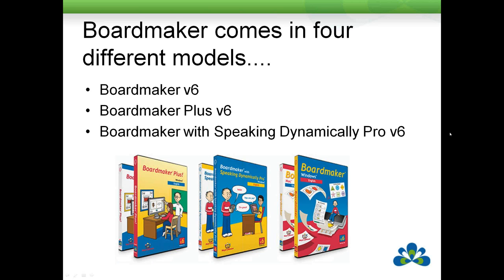What I do just want to touch on is there are so many different models of Boardmaker now, and just briefly touch on the differences between them. So Boardmaker version 6 is the one that allows you to make printed resources. So anything that you design is going to end up a printed resource. It might be a communication book, might be a visual timetable that you print out and stick to the wall. Anything that you make on Boardmaker is going to be a printed resource.